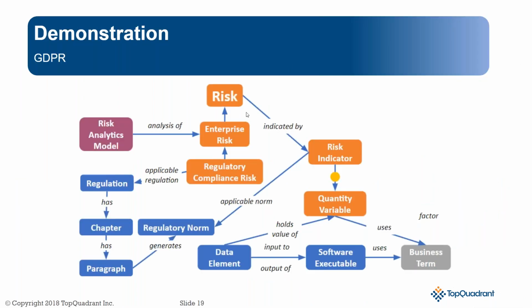And so again, the last demonstration that Ralph is going to go through shows how we can bring in the regulatory compliance that's assigned to a risk, that has a chapter, that has a paragraph, that has this concept of a regulatory norm, and that risk indicator has this applicable norm applied to it. And again, we're reinforcing the concept of the quantity variable, where the data element actually comes from, and any business term that's related to it as well.